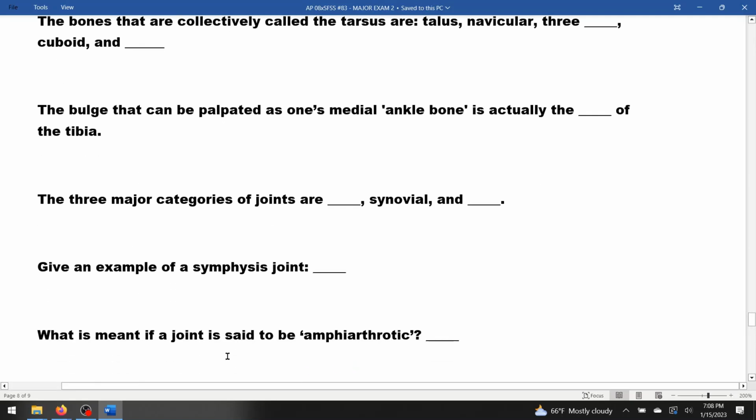What is meant if a joint is said to be amphiarthrotic? That means it's semi-flexible. Synarthrotic means not flexible. Amphiarthrotic here means kind of flexible. And diarthrotic means freely movable or totally flexible.